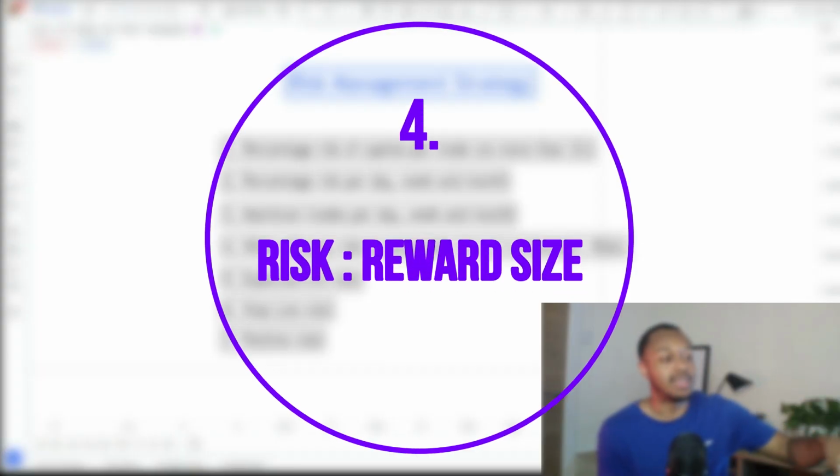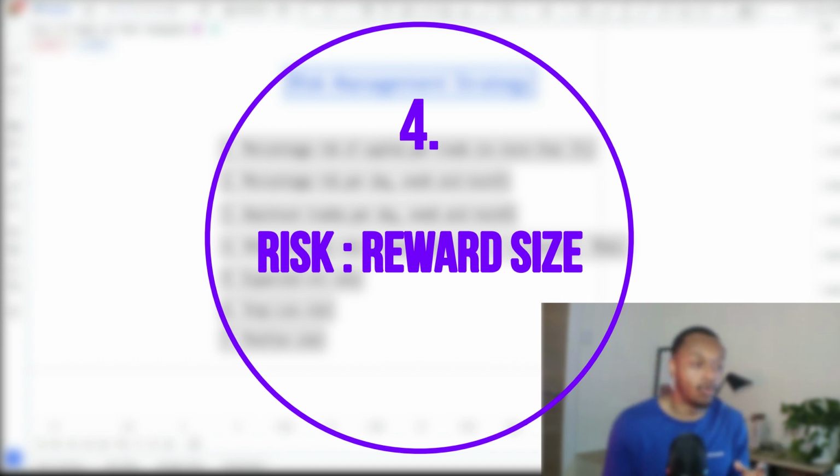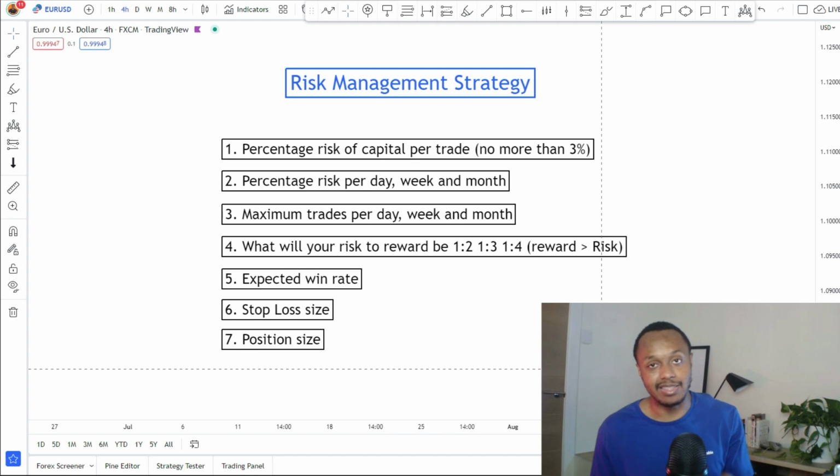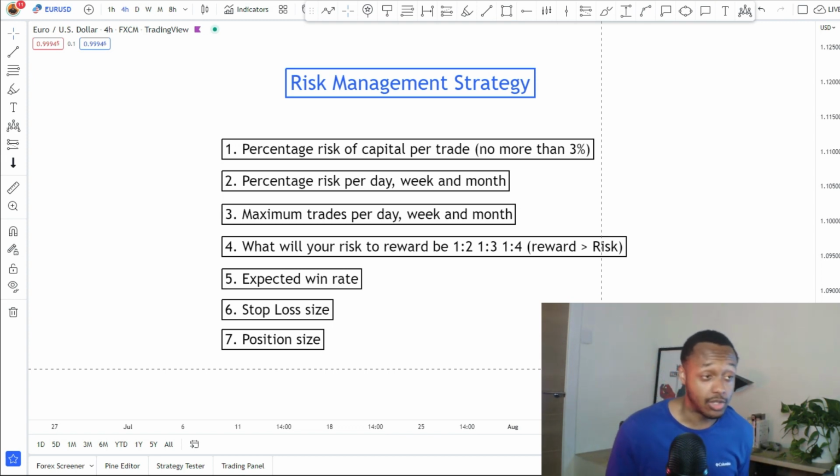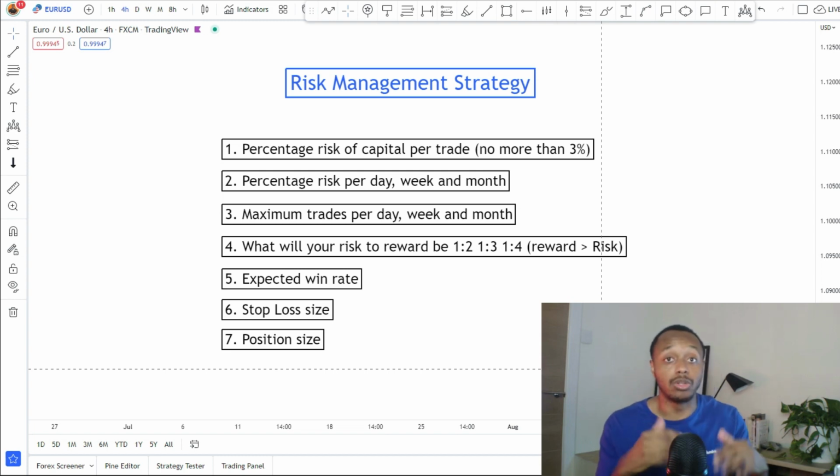Number 4, what will your risk to reward be? Either 1 to 2, 1 to 3, 1 to 4. But just a general rule of thumb, you want your reward to be greater than your risk. So even if your win rate slips below 50%, so you lose more trades than you win, your reward can still act as a safety net and keep you afloat.